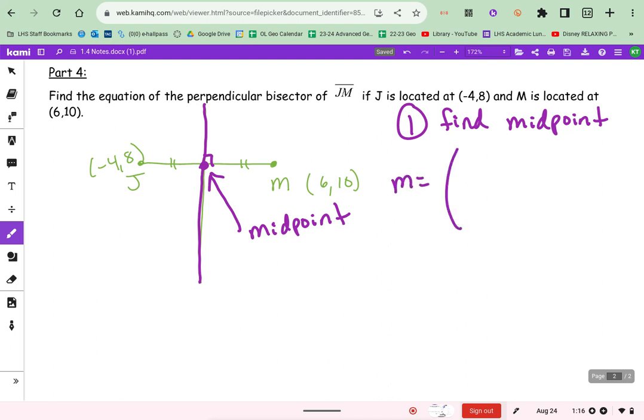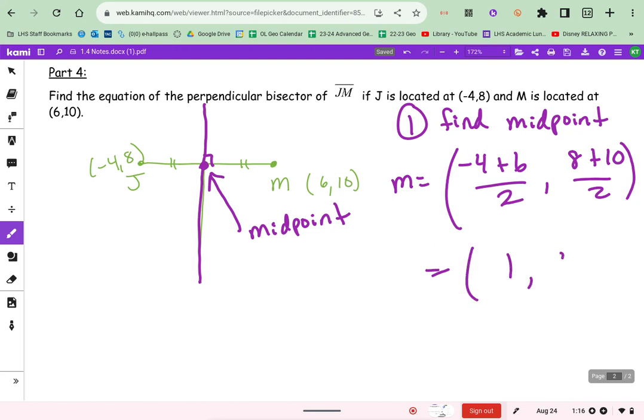So midpoint equals the average of my x's, so -4 plus 6 divided by 2. And then the average of my y's, so 8 plus 10 divided by 2. And then we just simplify. So we get 1, 9. So 1, 9 is going to be our midpoint. So when we're plugging into y equals mx plus b, this is going to be our x and our y.